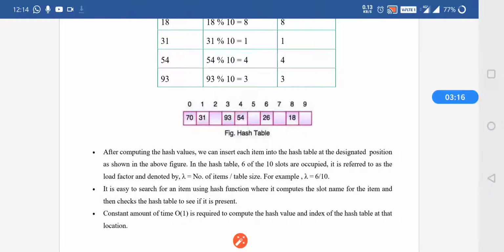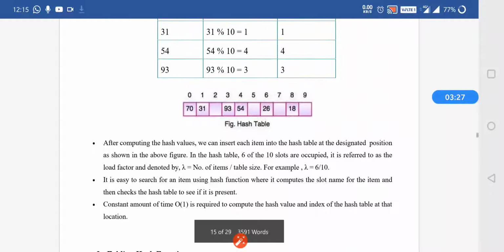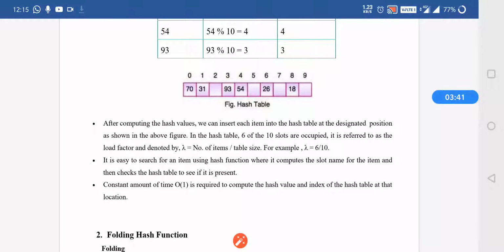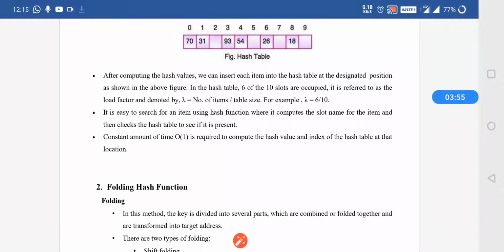After computing the hash values, we can insert them at the designated slot. We can see here that we have inserted the values at the particular slots. It is very easy to search for an item using hash functions, because we know the slot number of the item and where it is present. It always requires a constant amount of time to compute the hash value and the index of the hash table at that particular location. Now this was the division method.